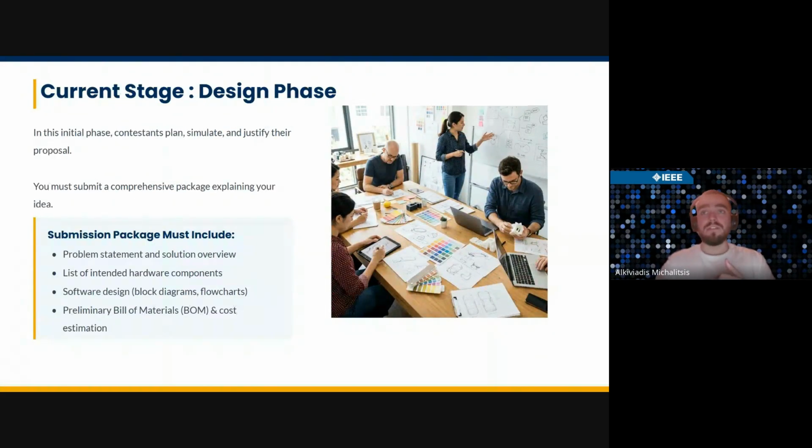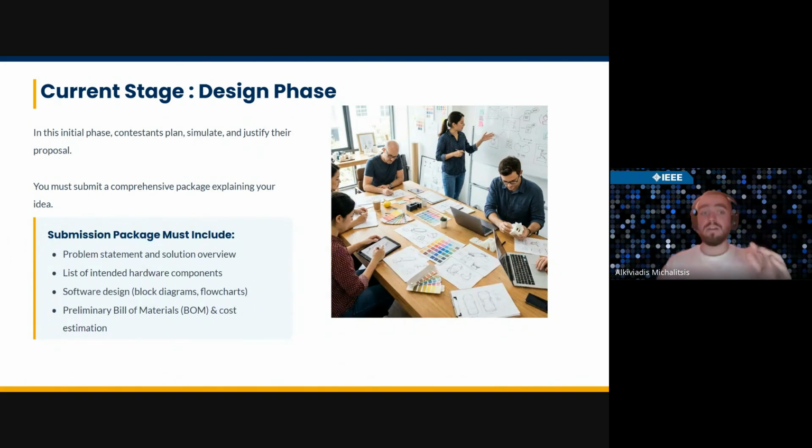So, as we may have said a lot of times now, we are currently at the design phase of our contest. And as it's the initial phase of the contest, you, the contestants, should plan, simulate, and also justify your proposals to us. You must submit a comprehensive package explaining your idea, and you can split the complete submission into the following categories.